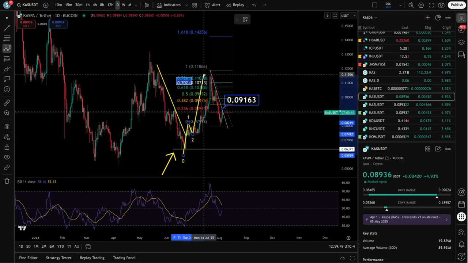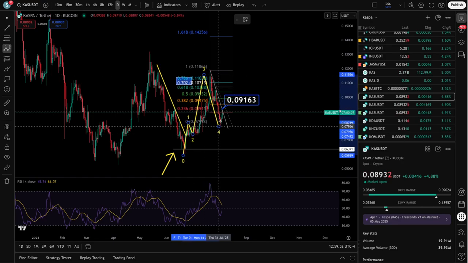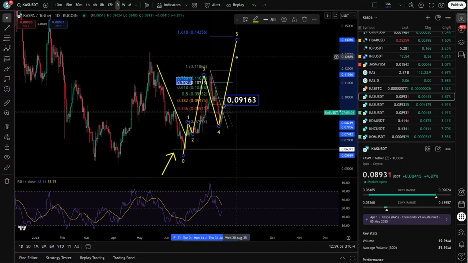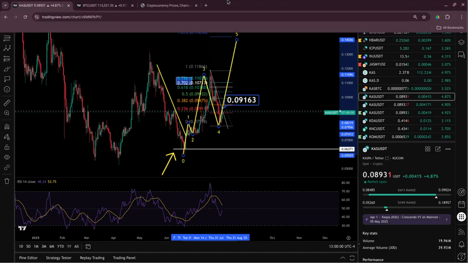You'll see 1, 2, 3, 4, and a fifth wave up here towards that 14 cents. Alright, so Kaspa looking pretty decent. The rest of the market is too. Bitcoin looks great. That EBC looks completed. So keep an eye on everything, guys. Everything's starting to look pretty good. If Bitcoin dominance crashes, the party started for sure.